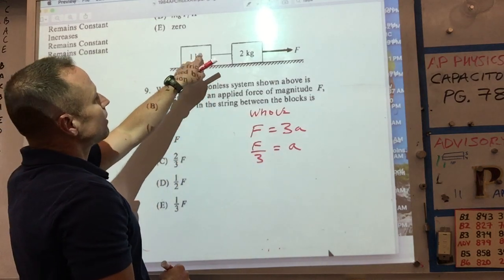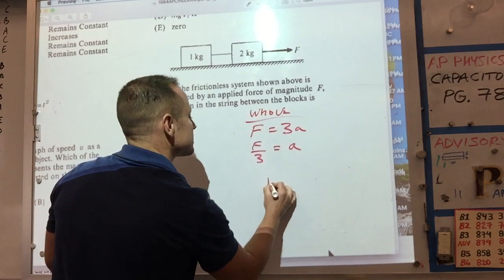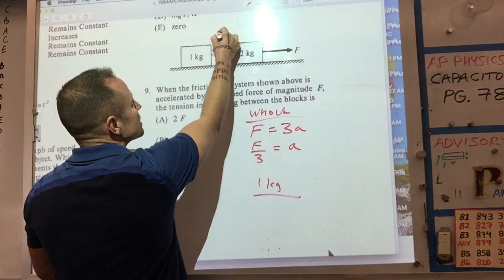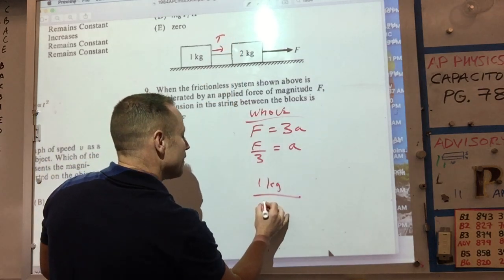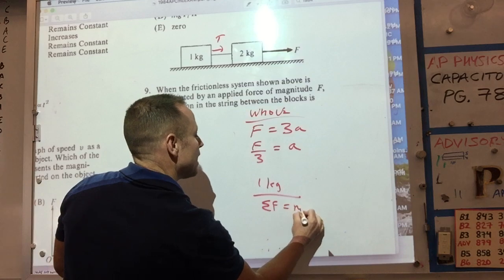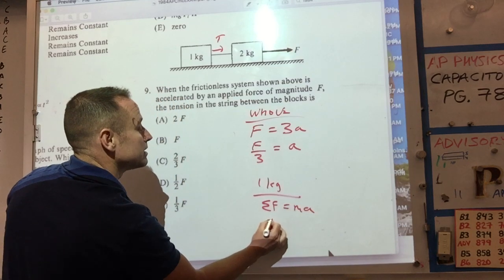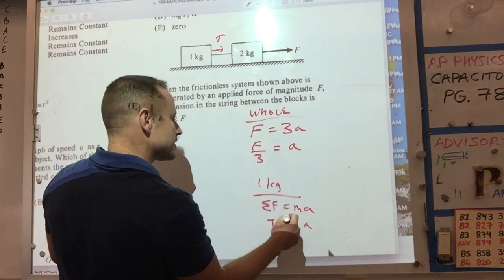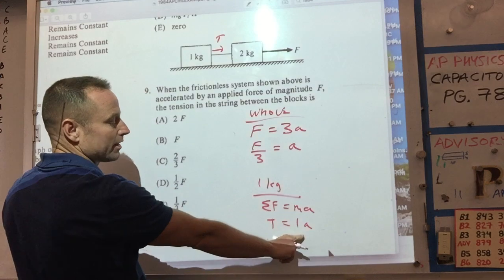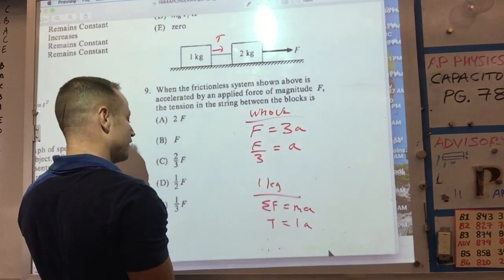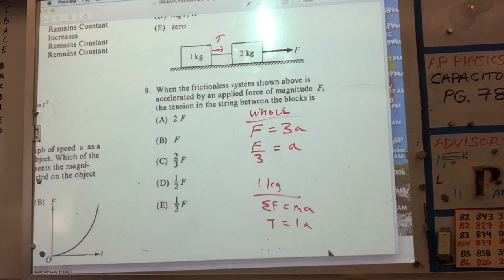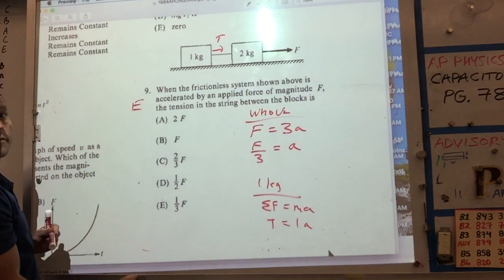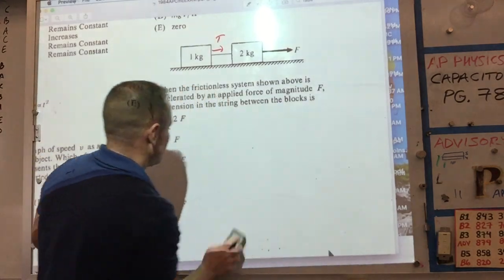Then what we can do is go to just the 1 kilogram mass, and the thing that's accelerating it is just going to be the tension. So if you do F equals ma on this, the sum of the forces is ma, the tension is the only force accelerating this thing, and the mass is only 1, so the tension is numerically the same value as the acceleration. So it looks like it's going to be F over 3. So 9 should be E. All right.